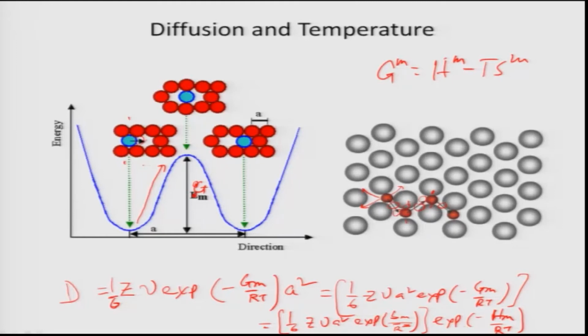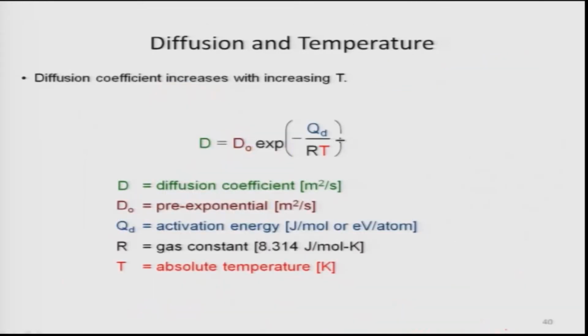Only the exponential minus Hm by RT is not constant, as it depends on temperature. So if I go to the next slide, I can write D as a constant term D0 times exponential minus Hm by RT, and that is what is written here. Hm is replaced by Qd.